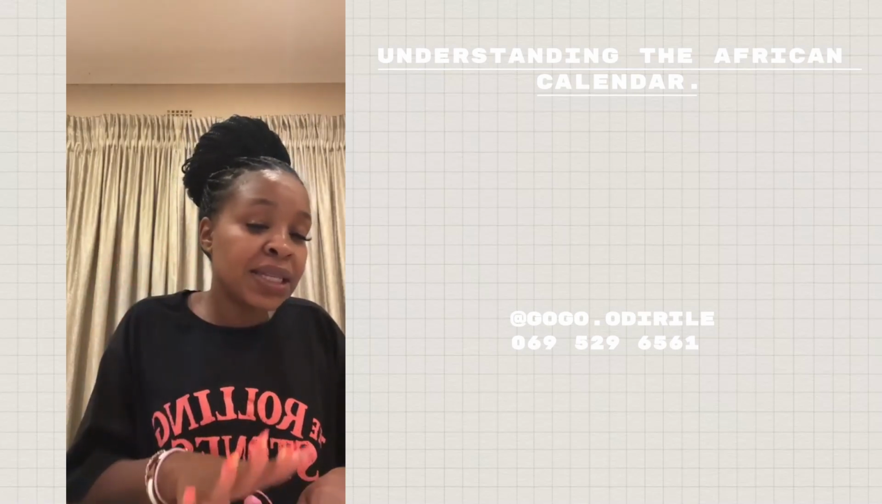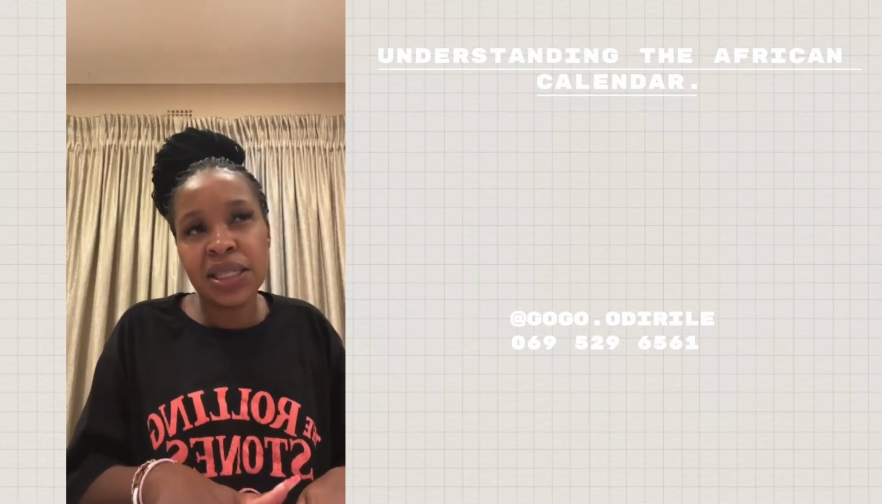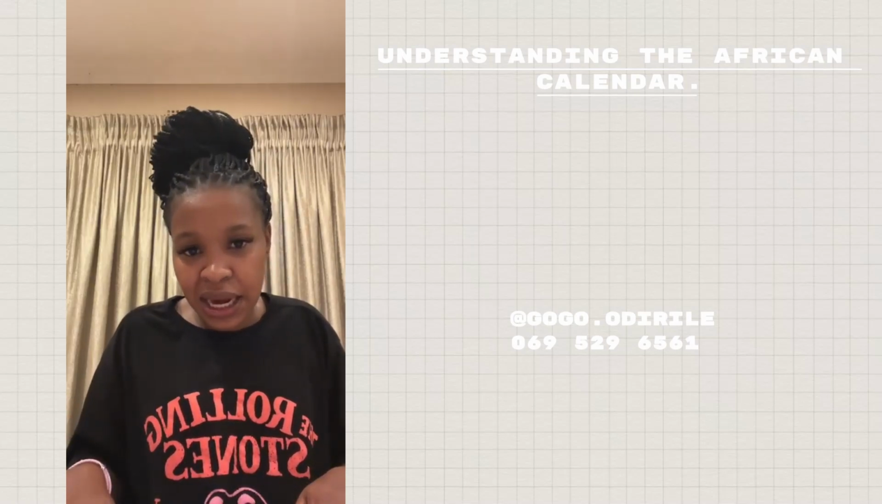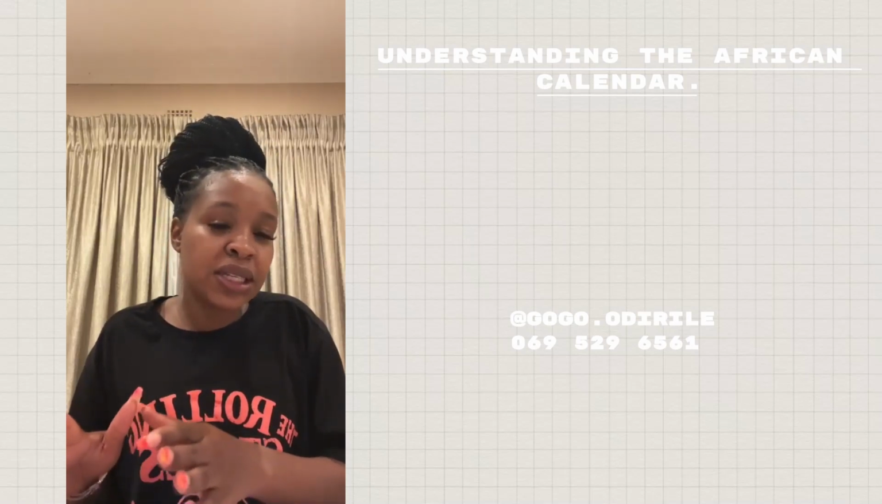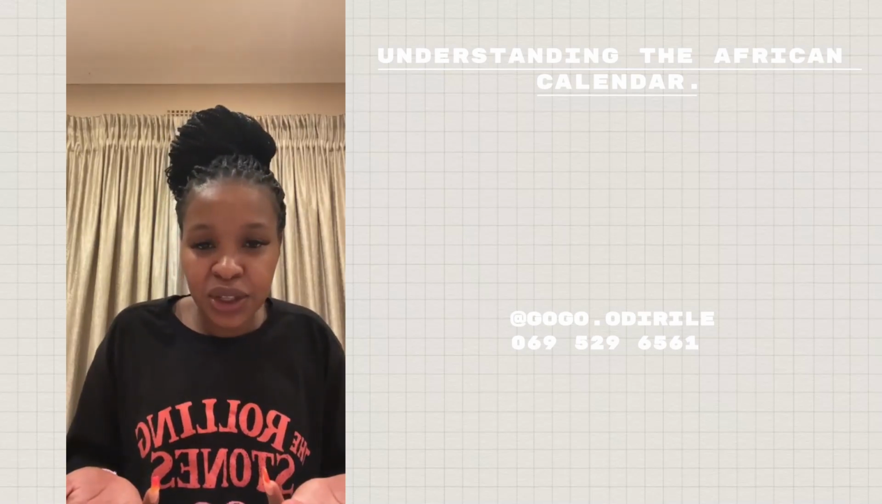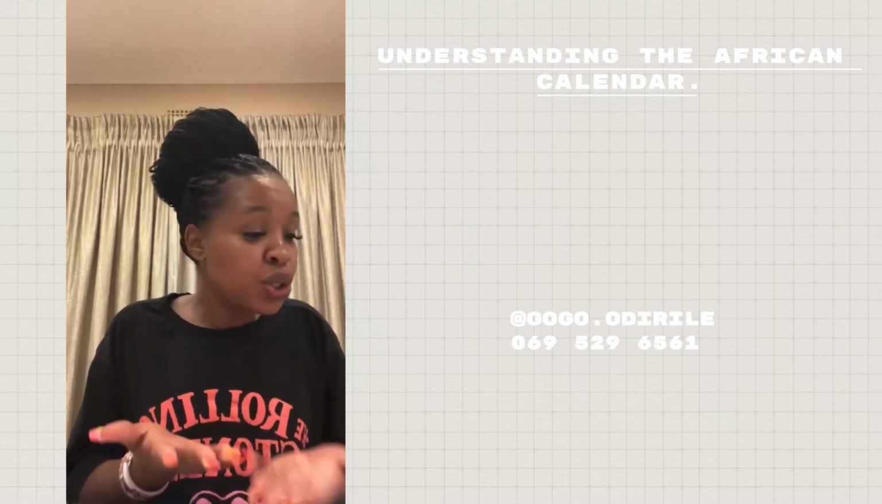So that is how the African calendar works. That's essentially what the African calendar is about. It just talks about the seasons in our lives and what happens in the seasons in our lives. And I've tried to explain it in a way that relates to how we live life in 2024.